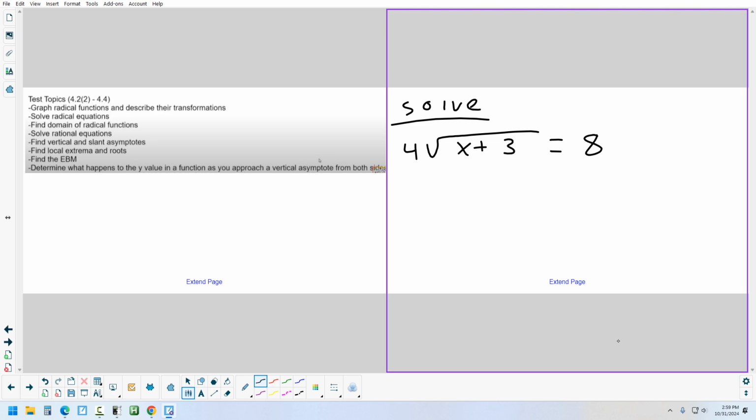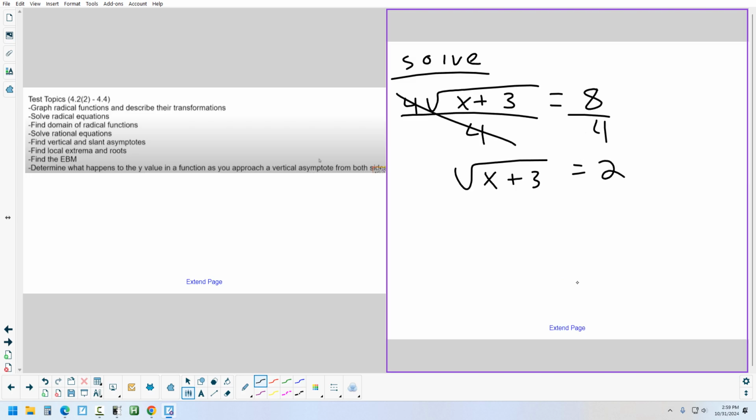So in this case, what's next to the radical that we don't want? Yeah, 4. And how would we get rid of the 4? Divide by 4 on both sides. So that's gone. Leaves me with the square root of x plus 3 equals 2. Now is the square root isolated? Yeah, so that's good. That's by itself.